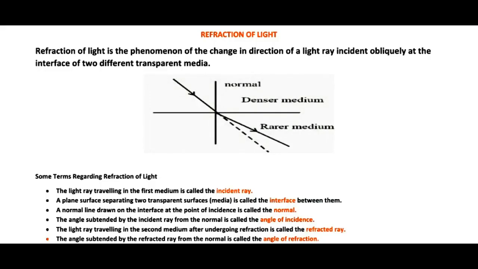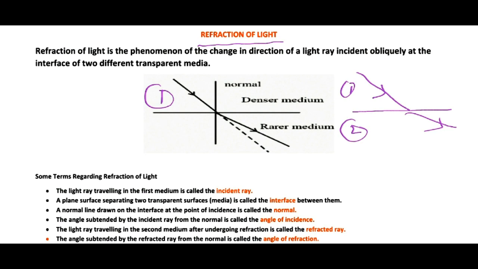Let's start with the topic refraction of light. Now what is refraction of light? Suppose you have two different medium 1 and medium 2. If a light ray goes from one medium to another, it bends from its path. Like here is medium 1, medium 2. This is the light ray which goes and strikes the surface. Now when it enters medium 2, it bends from its path.